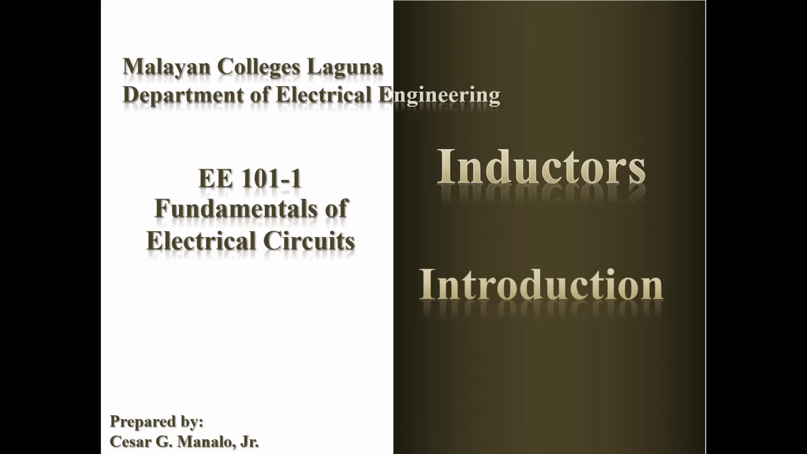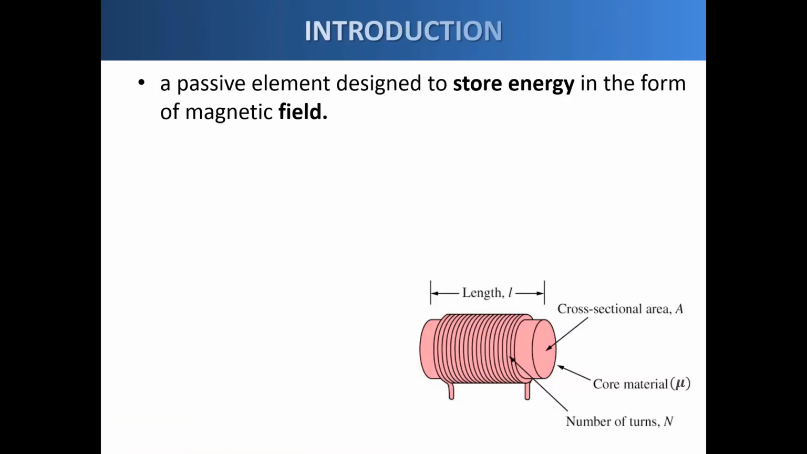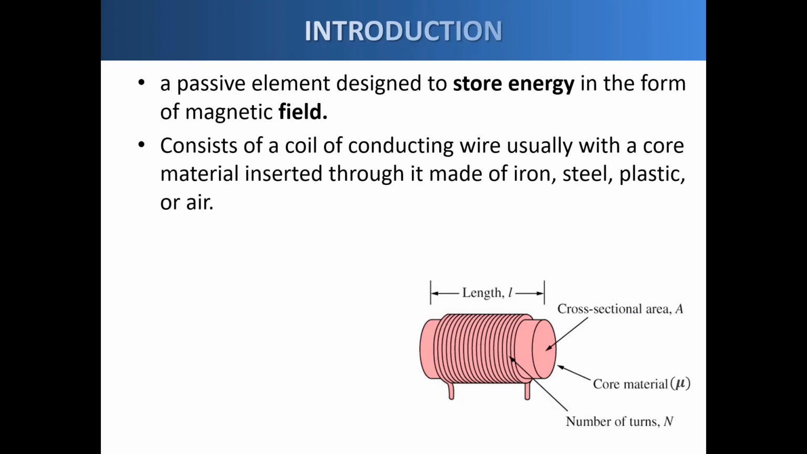In this video, we take a look at another element that is capable of storing energy, and these are the inductors. An inductor is a passive element that can store electrical energy in the form of a magnetic field. An inductor can be constructed from a coil of wire that is wound around a core. The core can be made of iron, steel, plastic, or air.